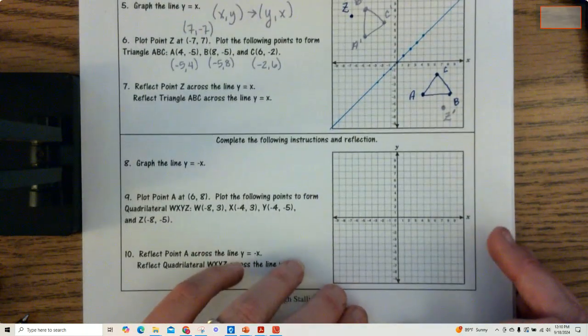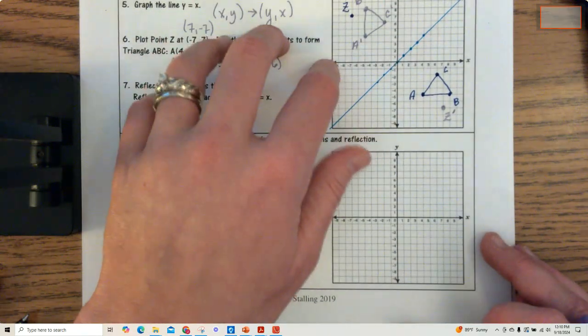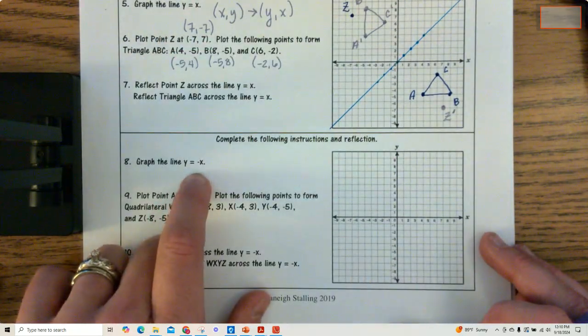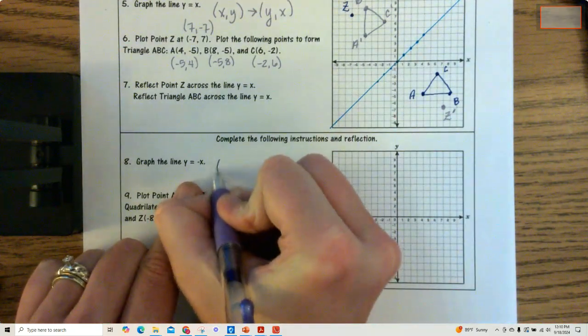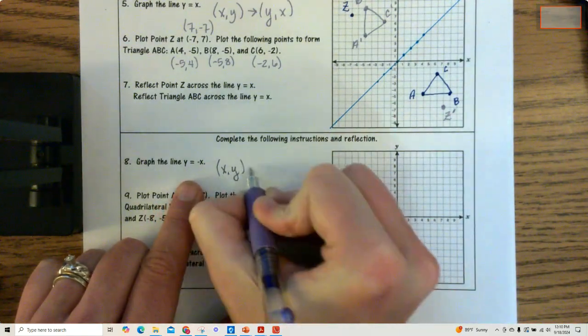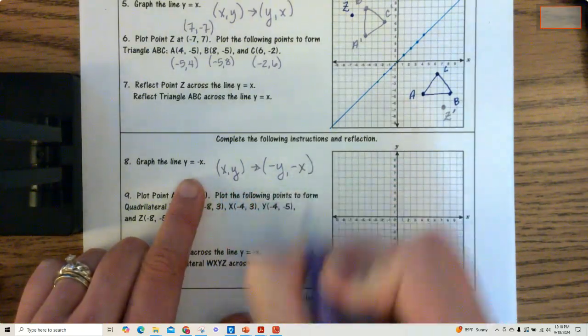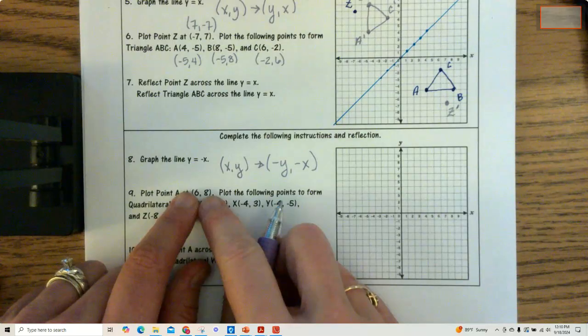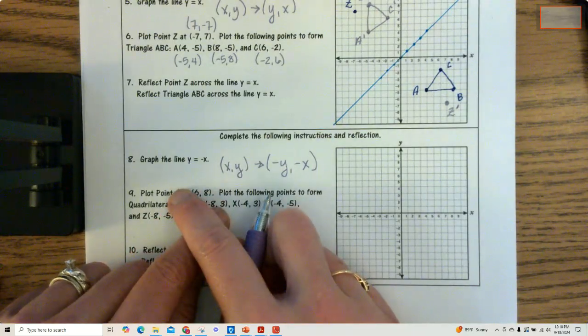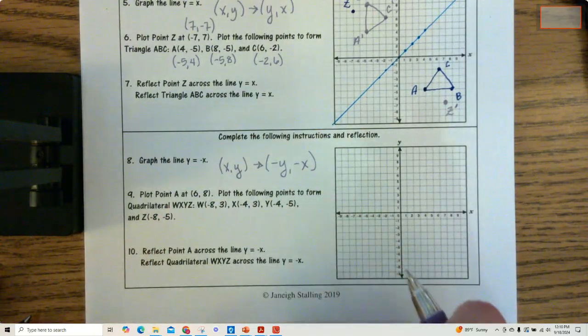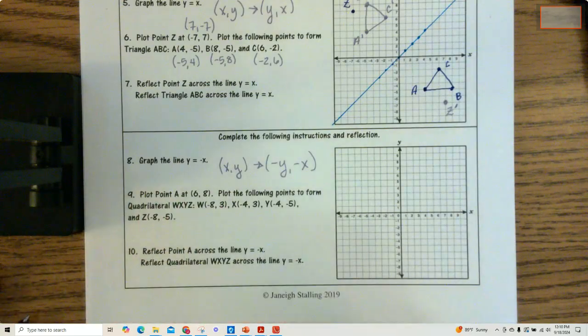So your task today is do the exact same thing, but your line is different. So your rule is going to be x comma y turns into negative y, negative x. So take the ordered pairs, flip them, and then change the signs on both of them. So 8, 9, and 10 are yours.